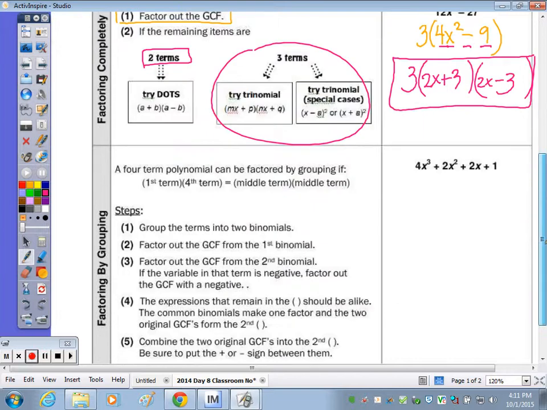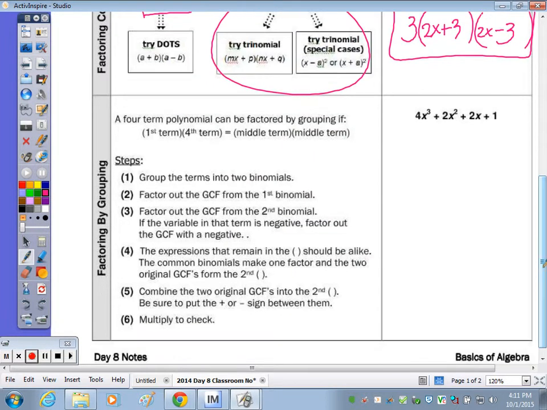Last, factoring by grouping. This is something that you haven't seen before, so let's follow these steps in order. So first step is to group them. That's why we call them factoring by grouping. You group the first two terms and the second two terms. Step number one. Step number two, factor out the GCF in the first binomial. So let's do that. We've got 2x is the GCF, actually 2x squared, and then we have 2x plus 1.